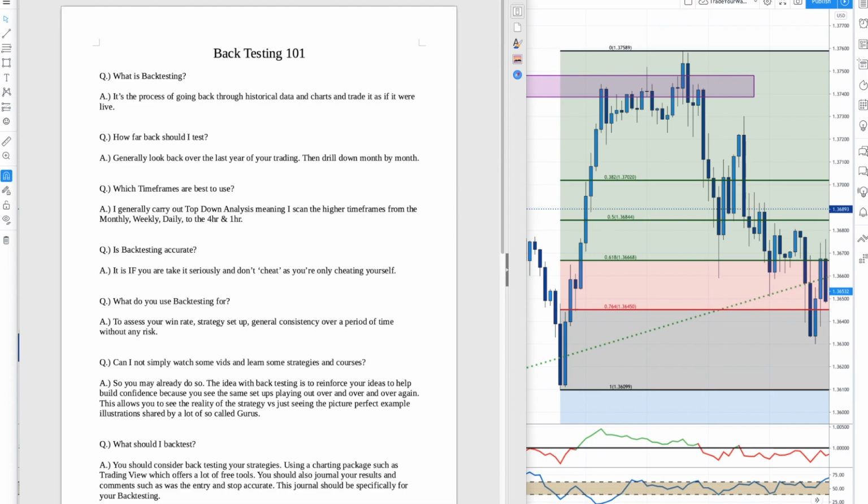So maybe have an add-on or bolt onto your actual journal. Maybe have it on another spreadsheet, another page, and just have one for your backtesting and one for your forward testing, your forward testing being your live trading. So hopefully you find that very helpful and useful.